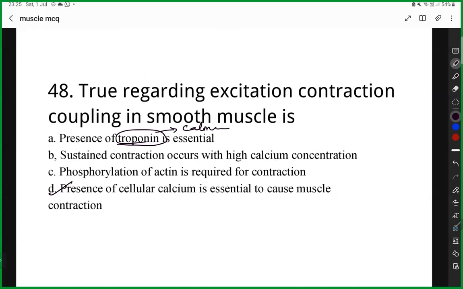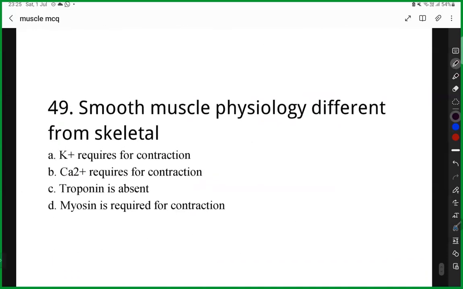Sustained contraction occurs at higher concentration of calcium. Phosphorylation of actin is required for contraction. No, not required. Presence of cellular calcium is required. Yes. Next, smooth muscle physiology different from skeletal. How? Anyone? Troponin is going to be absent.